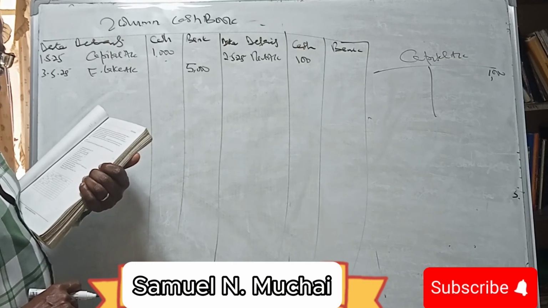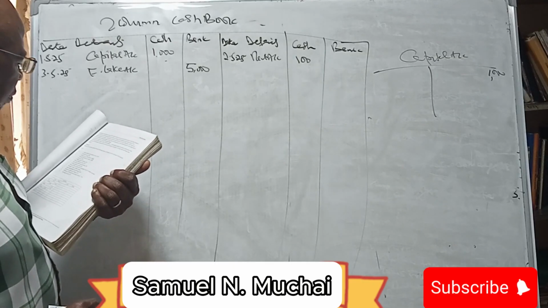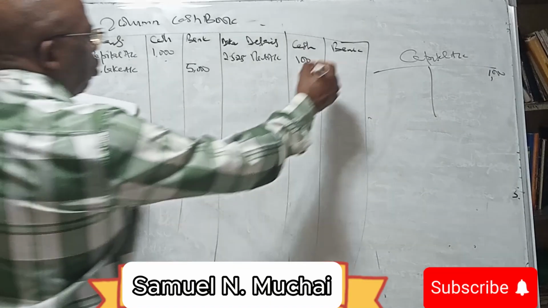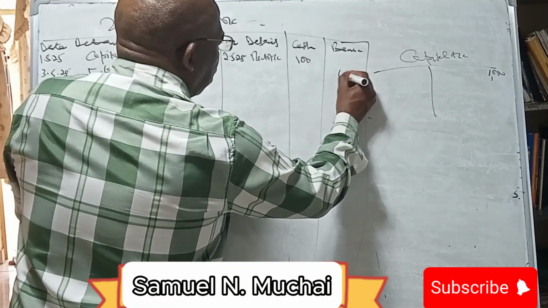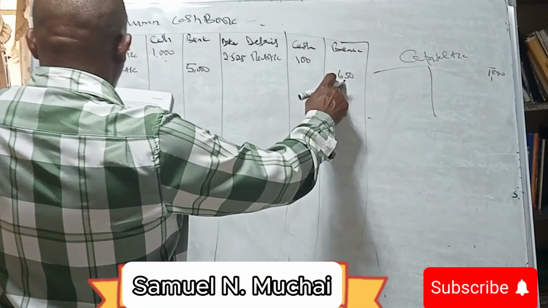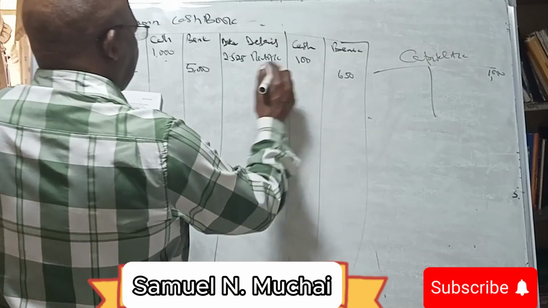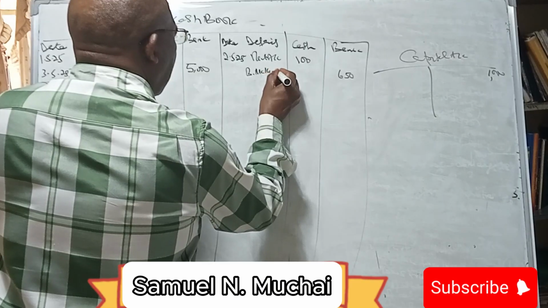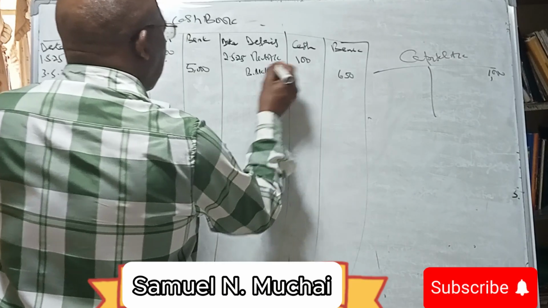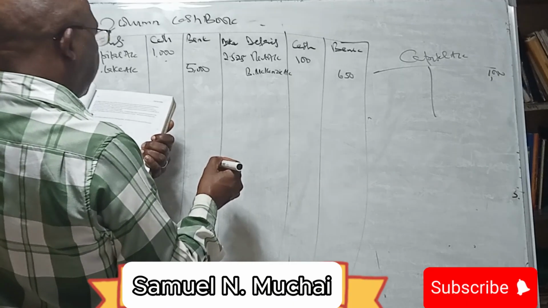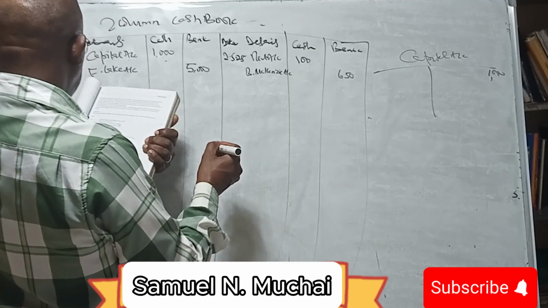On 4th of May, we paid B. Mackenzie 650 by check. Anytime we say by check, we mean bank. Our money in the bank reduces, and for a reduction in an asset, we credit the asset account. B. Mackenzie is somebody we owed money, so we debit the B. Mackenzie account with 650, and the date is May 4.